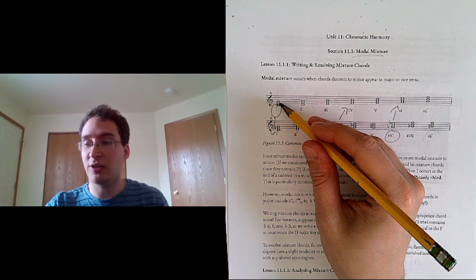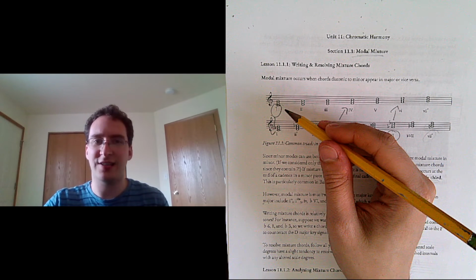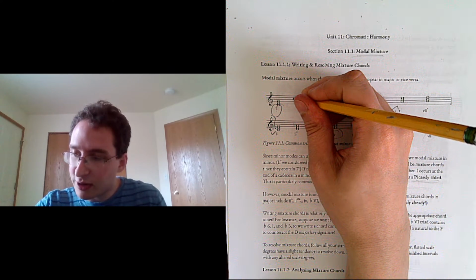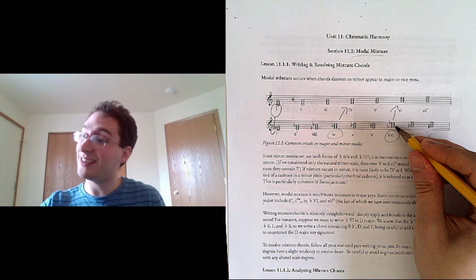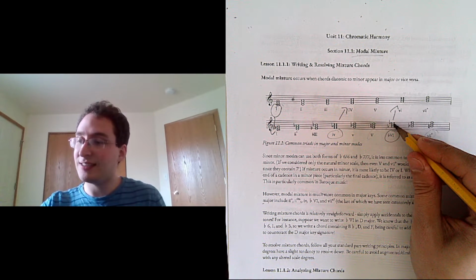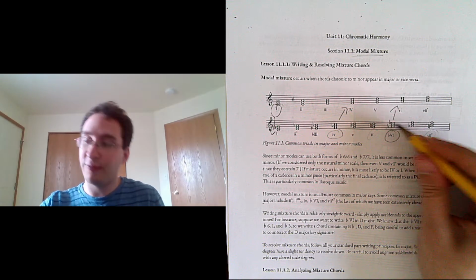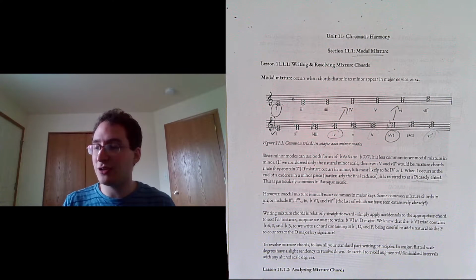So if I'm in C major like this and I want to write a flat 6 chord, well, I know that has flat 6, 1, and flat 3. So I write my flat 6, which is A flat, C, and then my flat 3, which is E flat. These are too small to write on. So as long as you get your accidentals, we'll be fine.